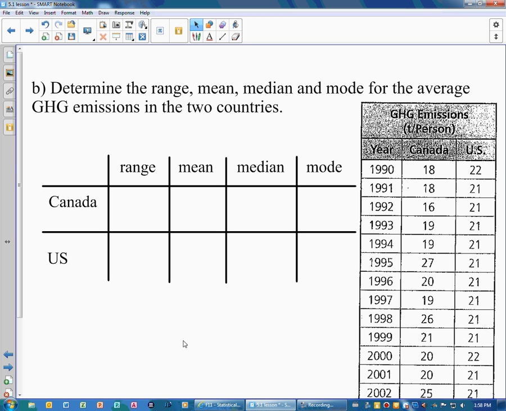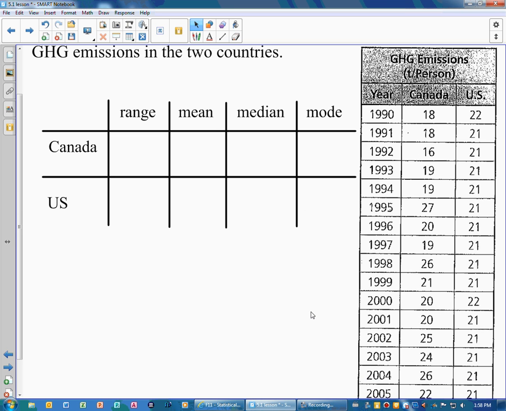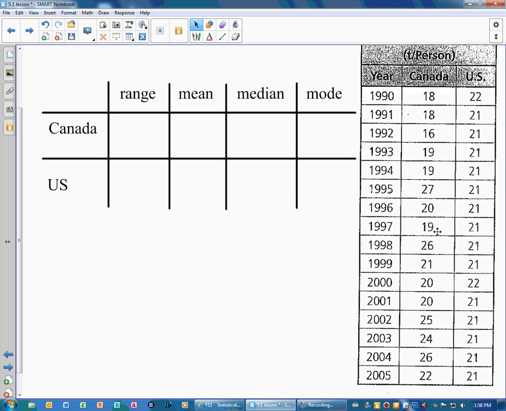All right, so range is easy. Remember with range, we just subtract the highest from the lowest. So in Canada, it looks like we would do 27 minus 16. Mean, I would add them up and divide by 16 because remember there were 16 of them. Median takes a while because you have to list the numbers from lowest to highest and pick the middle. And mode, which number occurs the most.